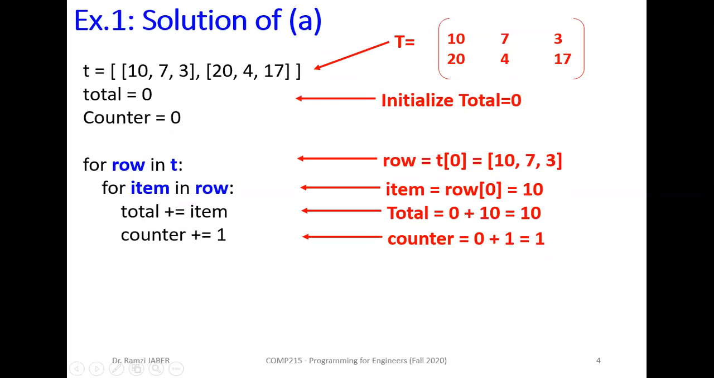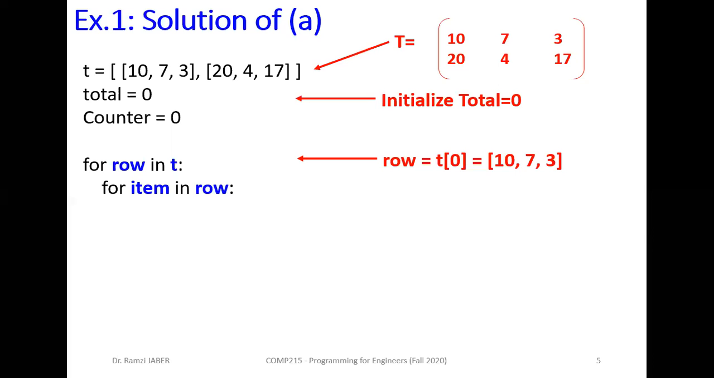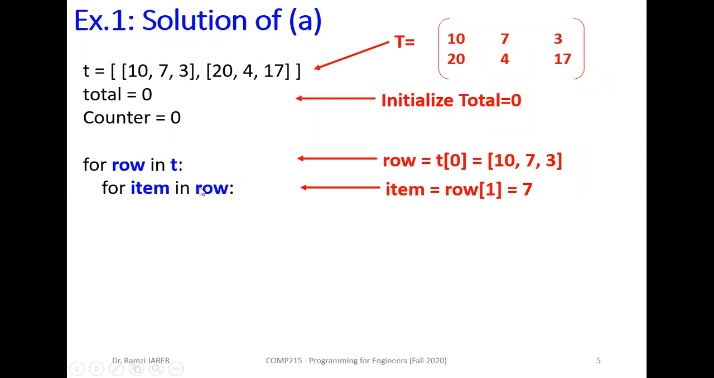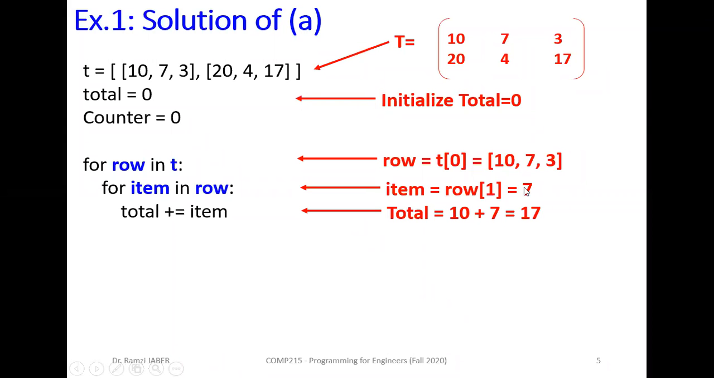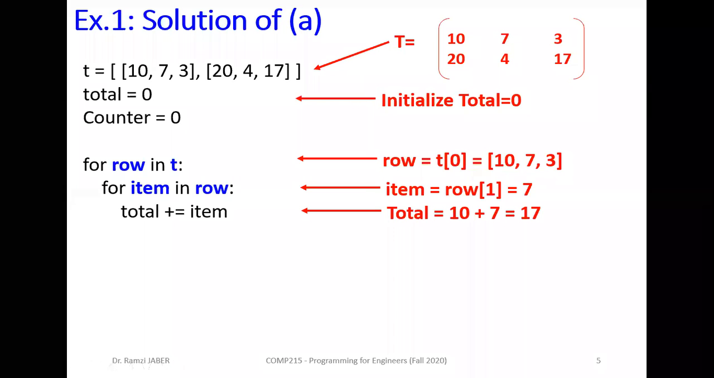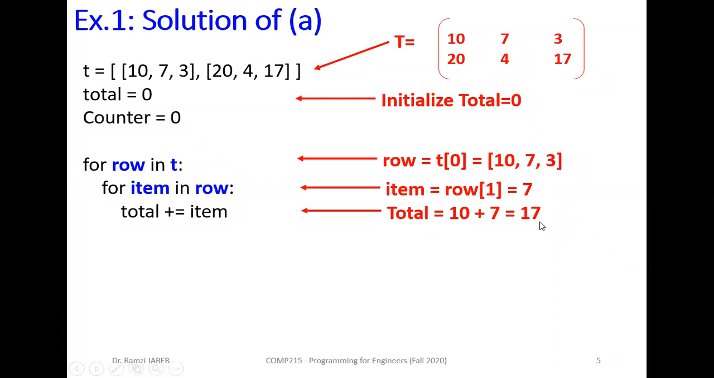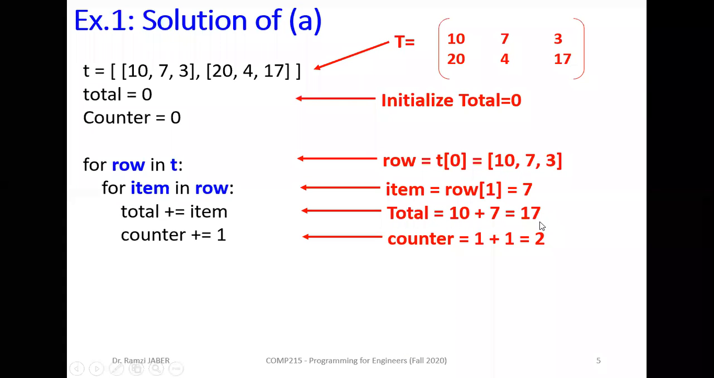So the next step, item plus 1, will be for the second element in the row. Starting by row 0, then plus 1 gives row 1, plus 1 gives row 2. So row 1 equals 7. Now the new item will be equal to 7. The new total will be the old value 10 plus the new value of item 7, which equals 17. And the counter plus 1, 1 plus 1, equals 2.